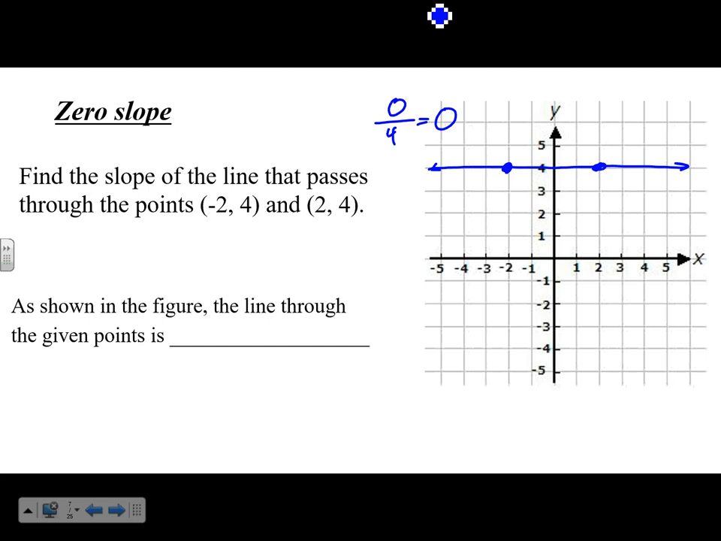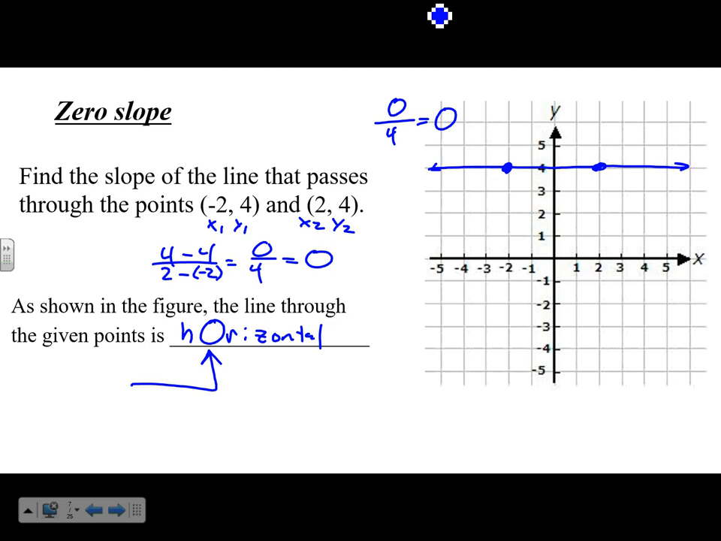And you could also do the, again, x1, y1, x2, y2. 4 minus 4 over 2 minus negative 2 is 0 over 4, which again is just 0. So as shown in the figure, the line through the given point is horizontal. The reason I put that O really big is because that's how I remember that a 0 slope is horizontal, not vertical. A 0 slope is horizontal.